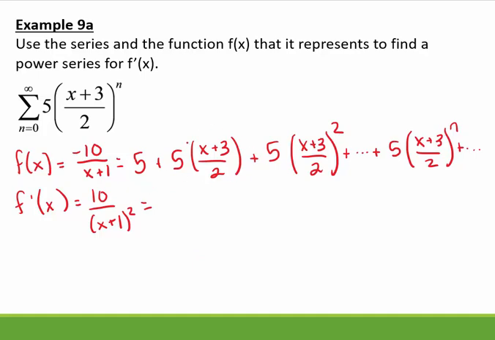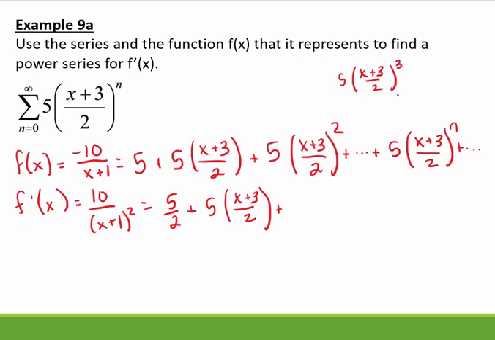Derivative of 5 is 0. Derivative of this first term is 5 halves. Derivative of the next term is 5 times x plus 3 over 2, because I bring down the 2, multiply it to the 5, but then I have to take the derivative of the inside. Just remember, don't forget to be taking the derivative of the inside. Now, if I had the next term in here, it would be 5 times x plus 3 over 2 to the third. So take the 3 down, multiply it to the 5. Take the derivative of the inside. Reduce your exponent by 1.